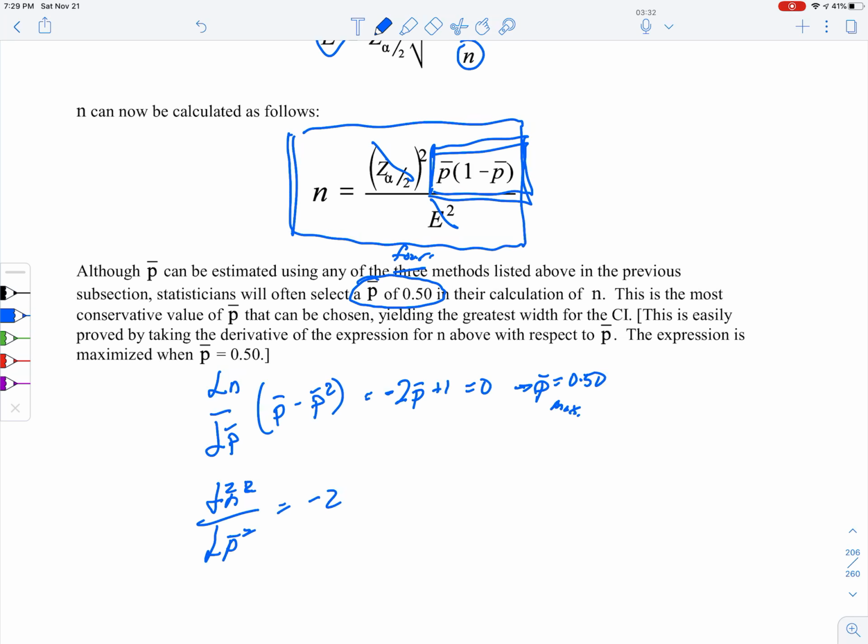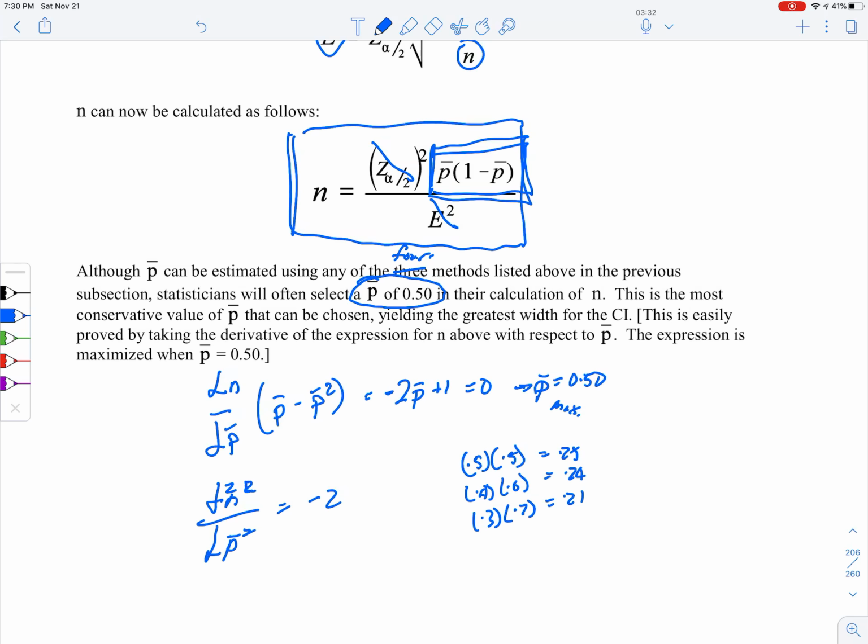Another way to take a look at that is that if you just take a look at this part in here, which is p bar times 1 minus p bar, try out a couple of values. So p bar of 0.5 times 1 minus p bar will give you 0.25. If you make this 0.4 times 0.6, that would give you 0.24. See, that's smaller. 0.3 times 0.7 would give you 0.21, and so on. Anything other than 0.5 gives you a smaller calculation here. And so the most conservative value that you can choose here is a p bar of 0.5.